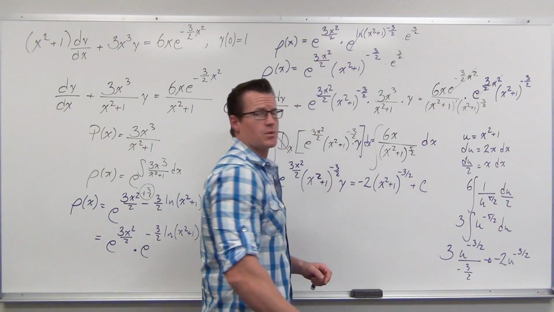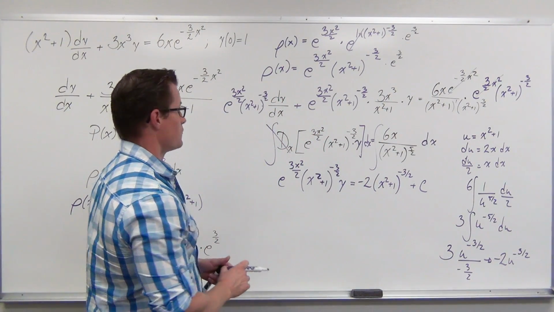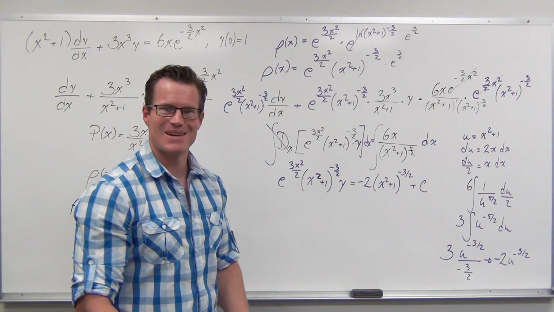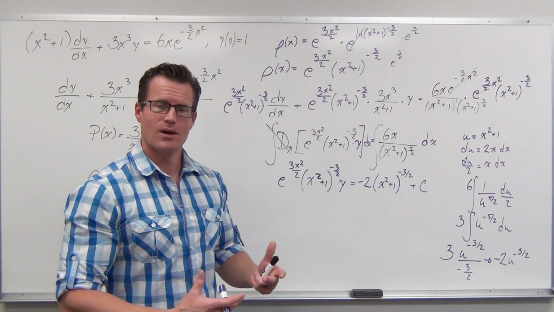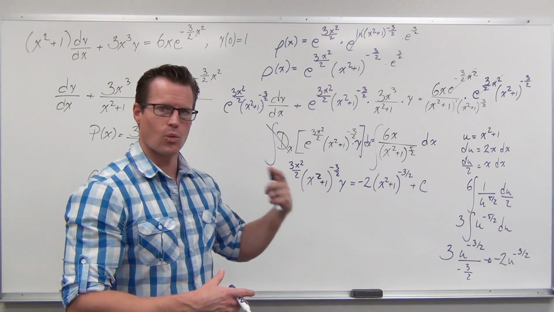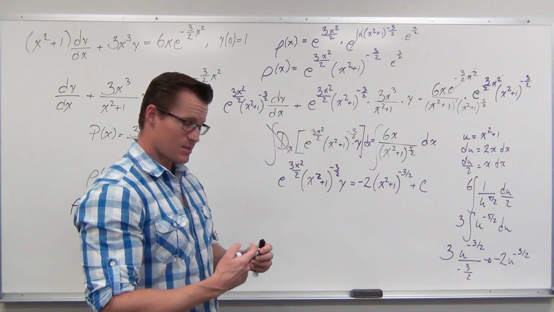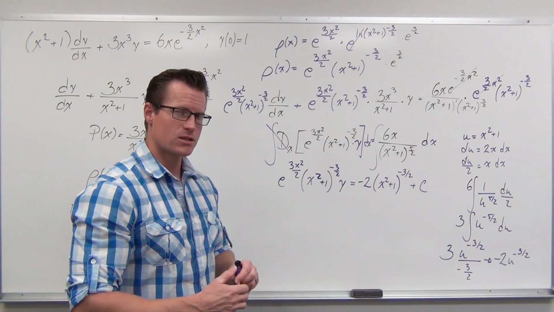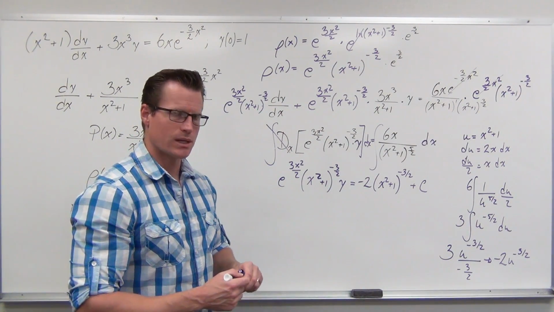Now we do need a plus c there. That's important. In fact, this is the first time that we get to look at our initial value. Our initial value says that when we plug in 0 for x, we actually get 1 for y. So let's do that now. There's no ln's or anything in here, so it might be a good idea to do it now.